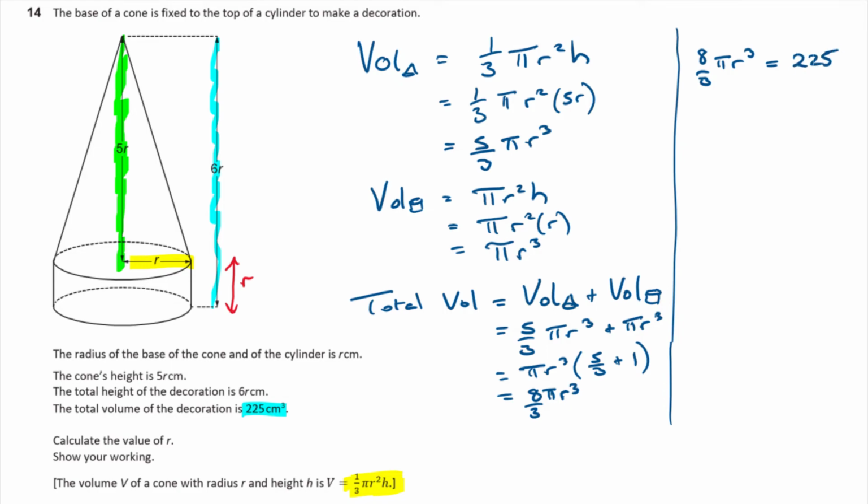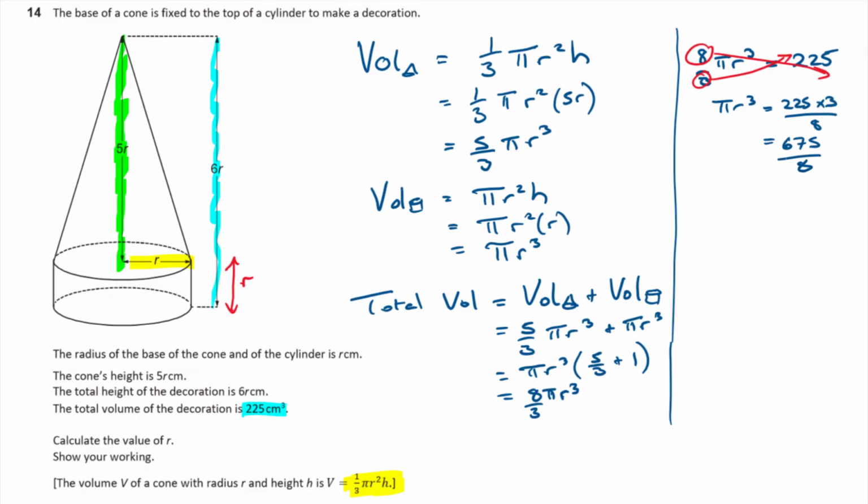Okay, so cross multiplying the 3 and the 8 first off, that's going to give me pi r cubed equals 225 times 3 divided by 8. Okay, so what's that? Let's just multiply the 3 and the 225 together for now. That's easy to do, isn't it? It's going to be 675 over 8.